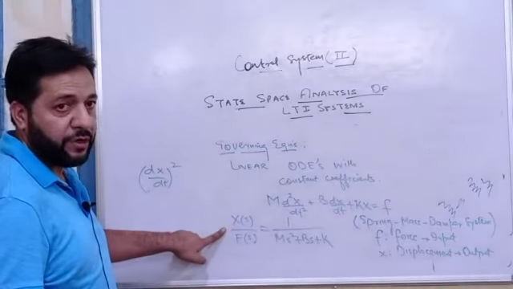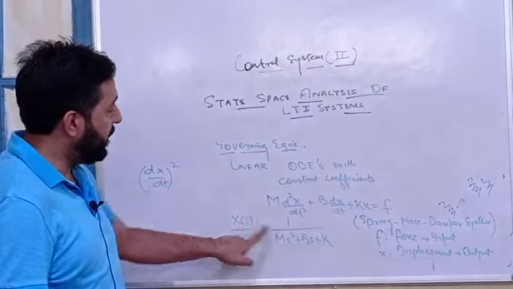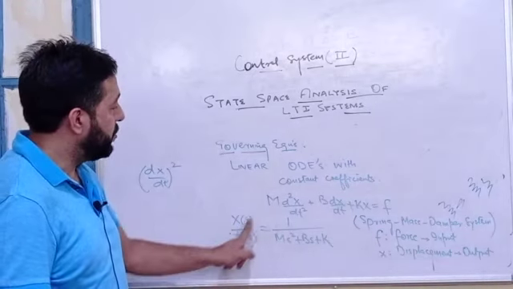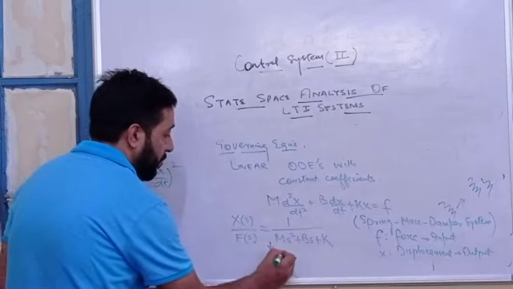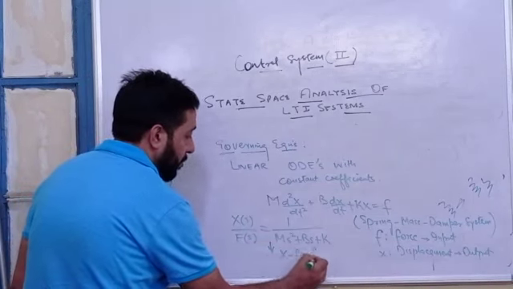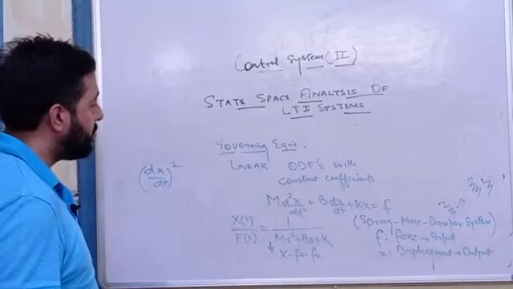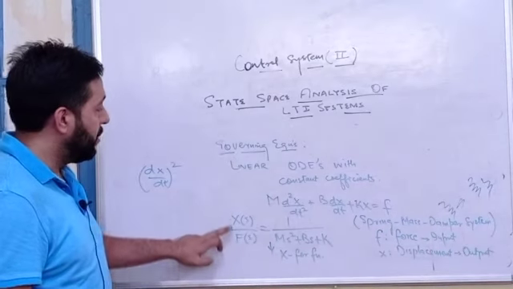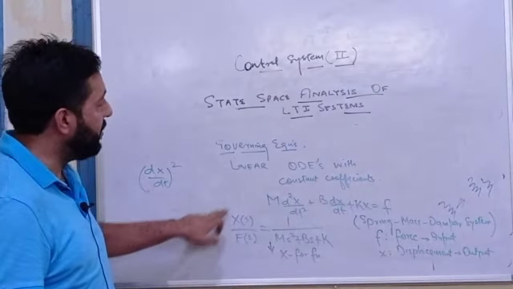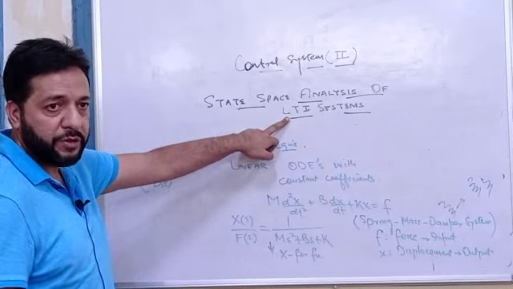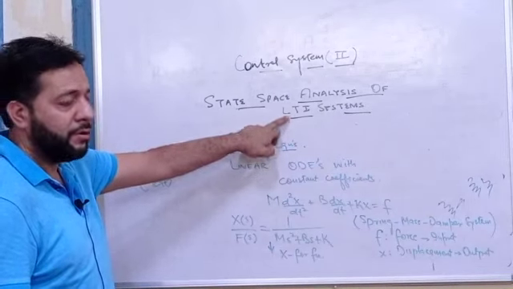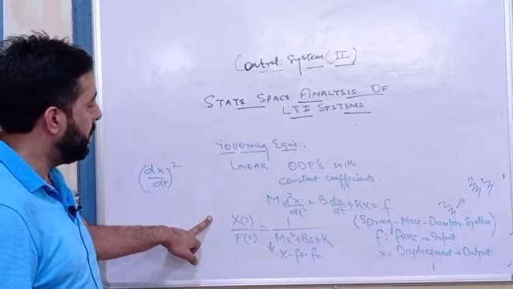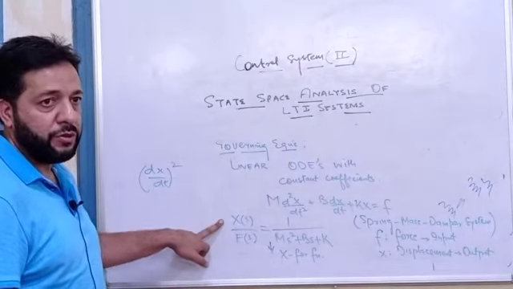It is a frequency domain modeling, as I told you. The variable used here is s, the Laplace transform variable. So this is the transfer function of the system. This transfer function is valid only for LTI systems. You cannot obtain a transfer function for non-linear systems, because Laplace transform can be applied only for linear ordinary differential equations. And you assume initial conditions to be 0.